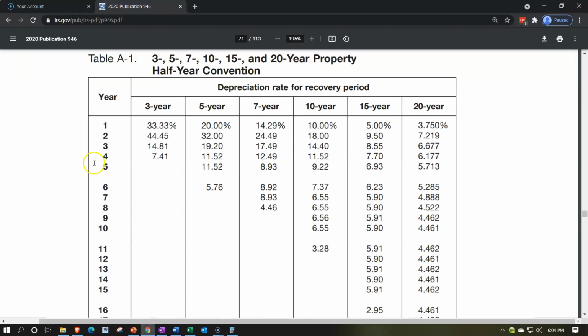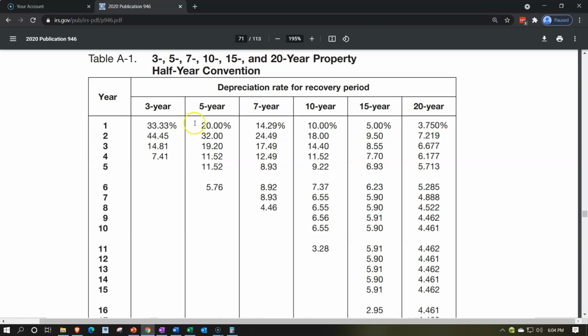Now you can go to the IRS website, irs.gov, type in pub or publication 946. Get more information on the depreciation. We're down here in that publication in table A1, which has the 5-year rates.